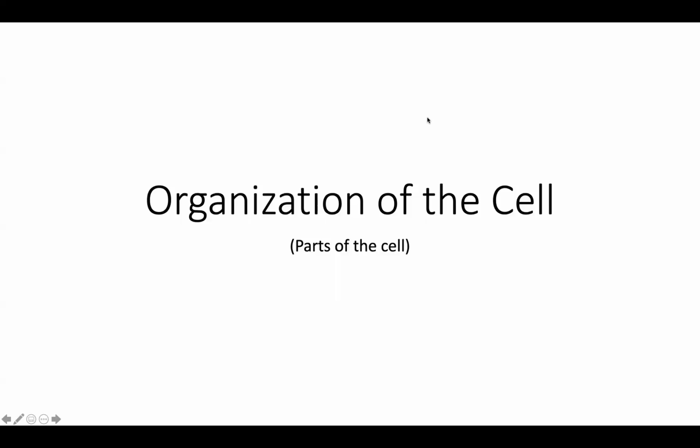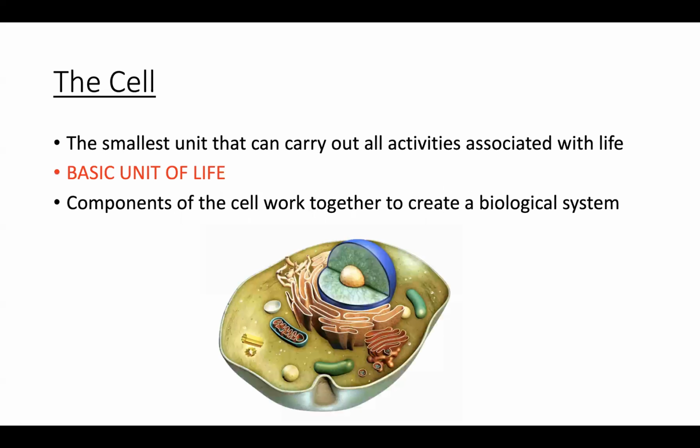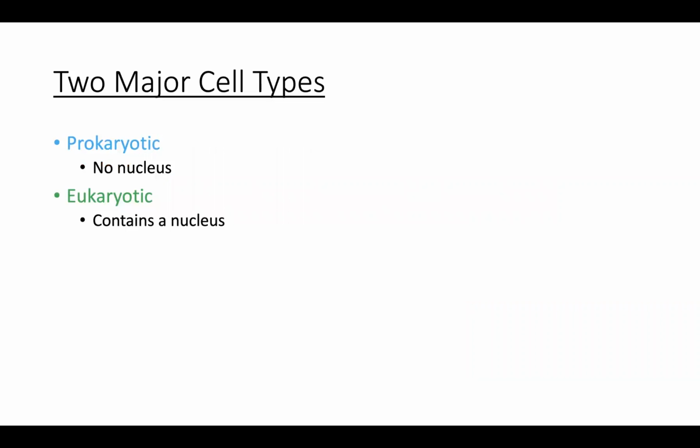Hello, everyone. In this unit, we will take a look at the organization of the cell to better understand the parts of the cell and what their functions are. So, a brief introduction to the cell. We've talked a great deal about the cell as the smallest and most basic unit of life. The cell is the smallest unit that can carry out all activities that are associated with life. And we know that different components or compartments within the cell work together to create a complete biological system.